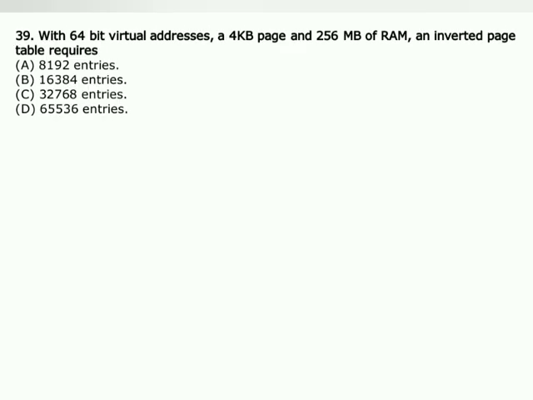A 64-bit virtual address, a 4 KB page, and 256 MB of RAM, an inverted page table has a number of entries. So here we are given the page size, virtual address size and RAM capacity. All these things are in different formats. First of all, what is the given RAM size? 256 MB. If you convert it into bit format, that means 2 power 28.